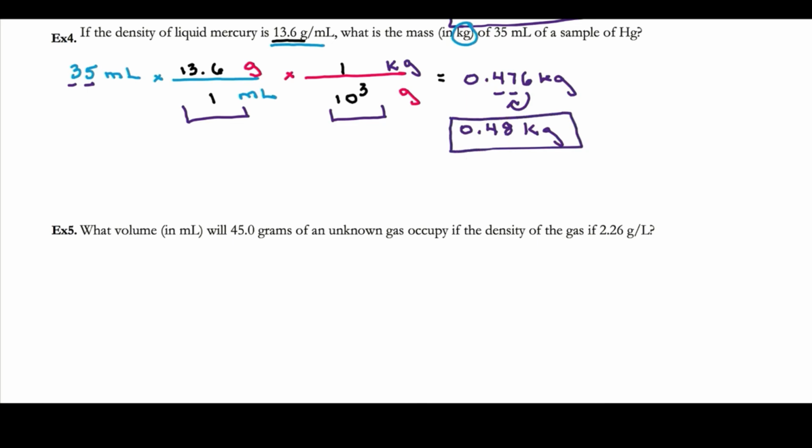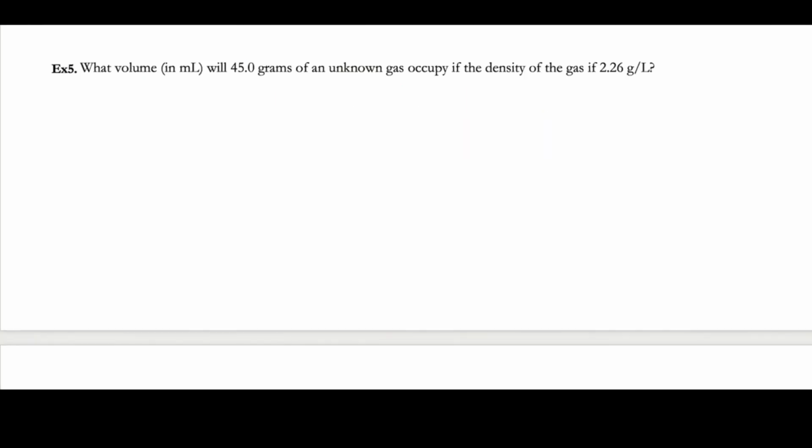Okay, let's look at one last practice problem. What volume in milliliters will 45.0 grams of an unknown gas occupy if the density of the gas is 2.26 grams per liter? So again, I'm going to start with my given, 45.0 grams. I want to get into milliliters. So first, I'm going to get out of grams. I'm going to get into liters first because I know that relationship based on my density. Okay? I don't want to stay in liters though. I want to get into milliliters. So I'm going to do that.